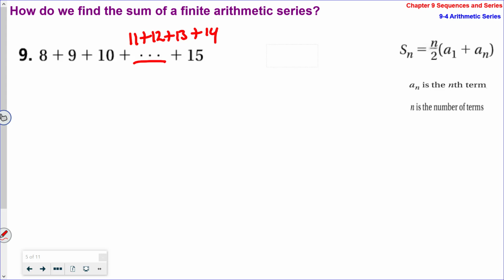And how can we find the sum of all of these numbers? Ian? Just add them. So what's the sum? 92? So that's your answer, 92.